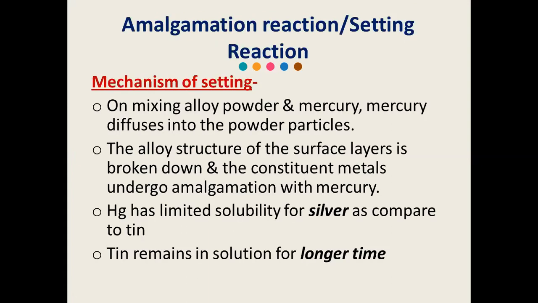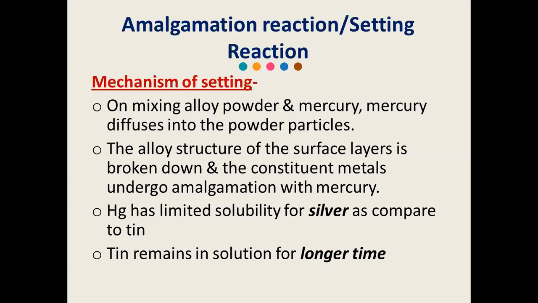Now, what is the amalgamation reaction? We have seen it in the first part. The amalgamation reaction is a process of reaction and setting when mercury is mixed or amalgamated with any alloy. In our case, the alloy is silver alloy. Before writing the amalgamation reaction, you will have to write a little bit about trituration, because the amalgamation process will start only when the mercury diffuses into the alloy powder.